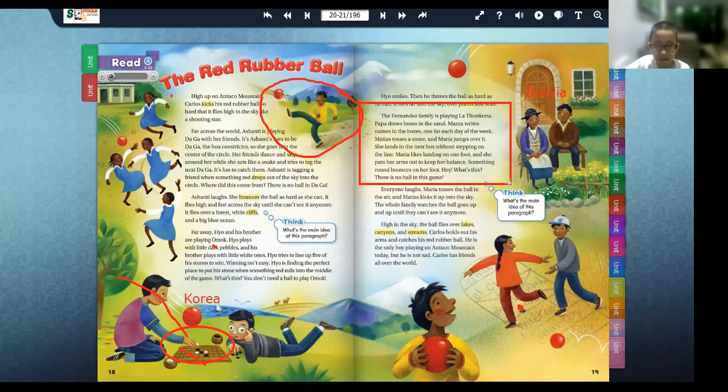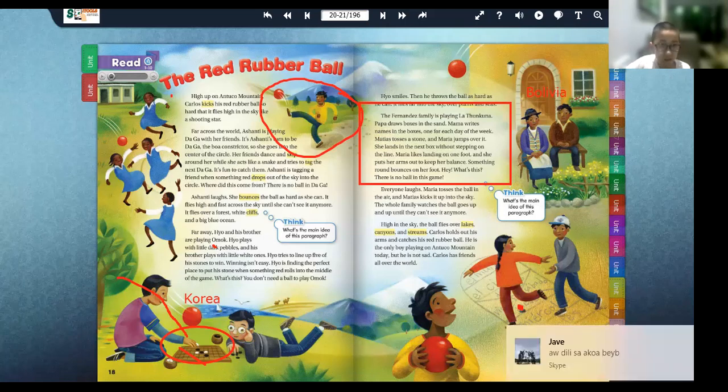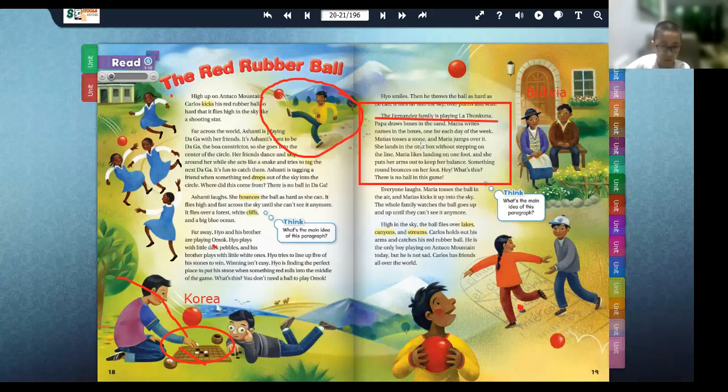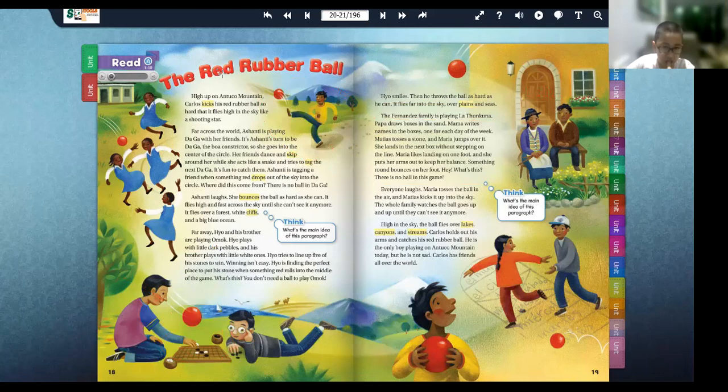If the family is playing lacrosse. Okay, very good. Yeah, that's correct. So that's the Fernandez family is playing La Tuncuna. Okay, so that's the main idea of the paragraph. All right, very good. Thank you so much for that, Vivo. So that's it for the main idea. Do you have any questions or clarifications about main idea? No, all right. So now let us continue with your next lesson.